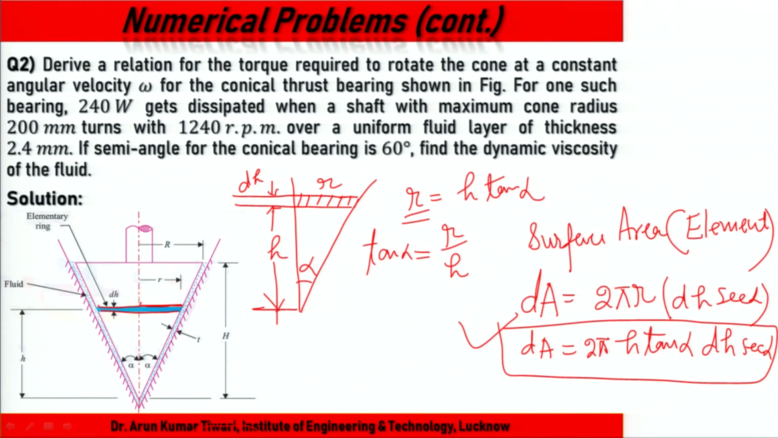So, what is the next step? We know the shear stress tau. What is the shear stress? By Newton's law, tau equal to mu du upon dy. This equation is known as Newton's law of viscosity. Or we can write mu v upon y, where the y thickness is t. This is the shear stress.